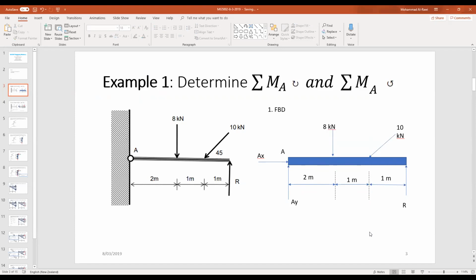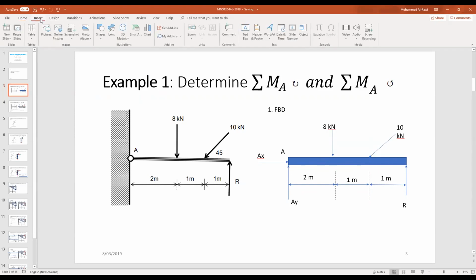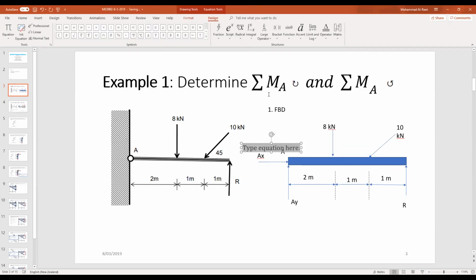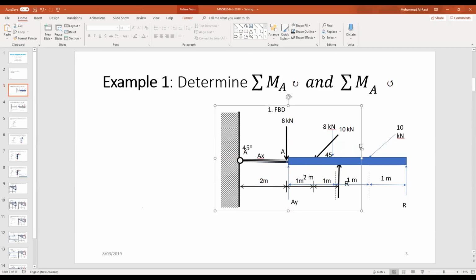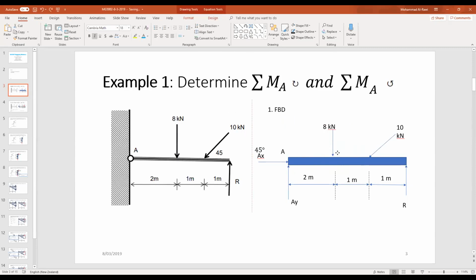Very easy, a free body diagram is showing all the components of the forces acting, like the 10 kilonewtons. Don't forget the angle, it's located there so we can understand it's 45 degrees. It's helpful for us to locate it so we can understand where this angle is going.